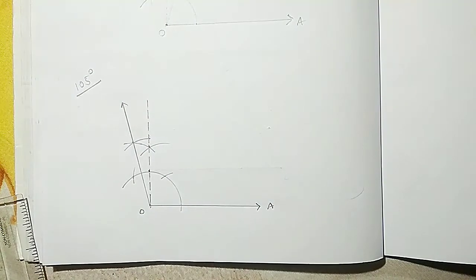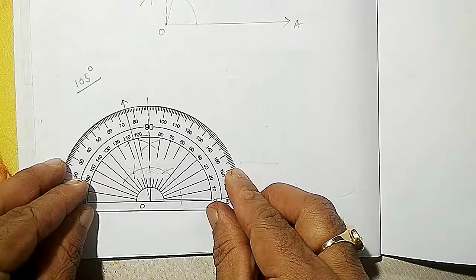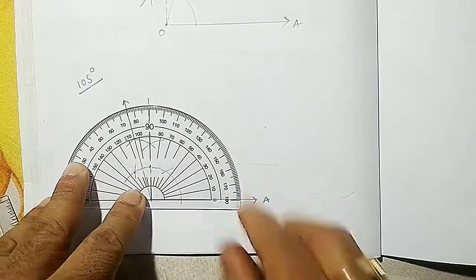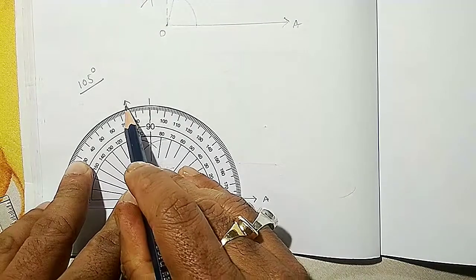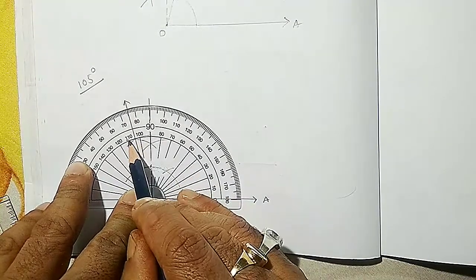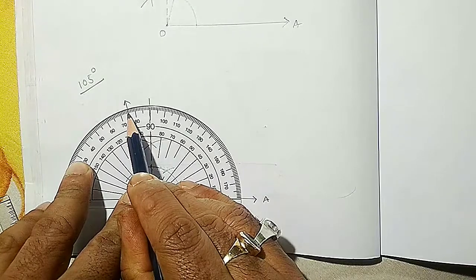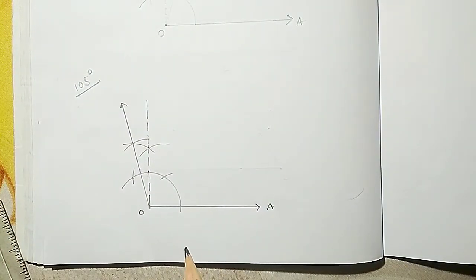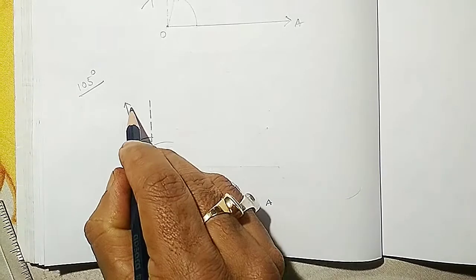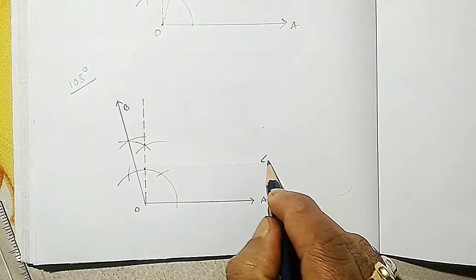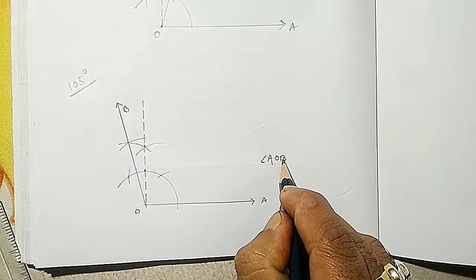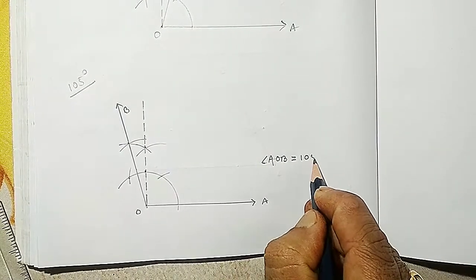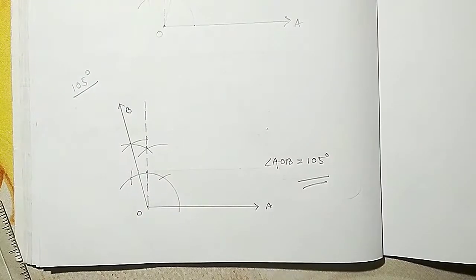And if I measure this angle, I will get, just see, it is exactly 105, which is between 100 and 110, so this is 105. Clear? In this way, after drawing, you just check with the protractor whether you got the desired angle or not. So here if I name this B, I am going to write here AOB equals 105 degrees. I hope the steps are clear.